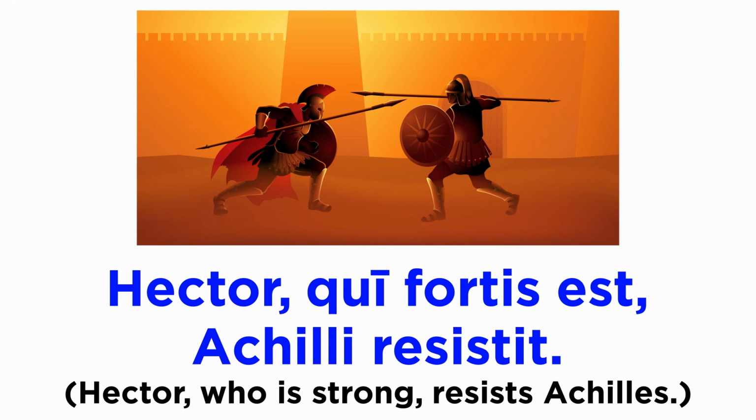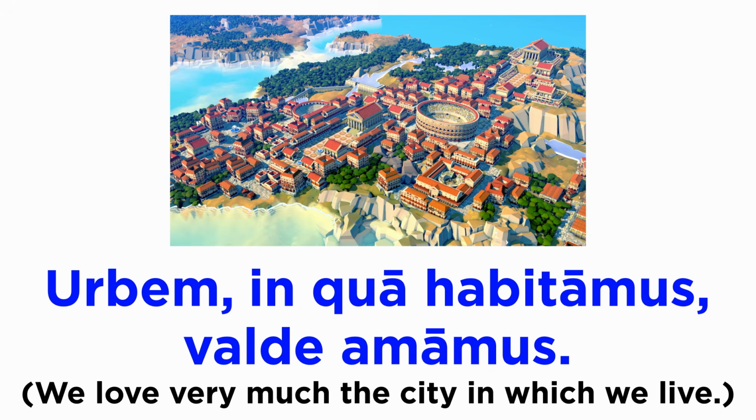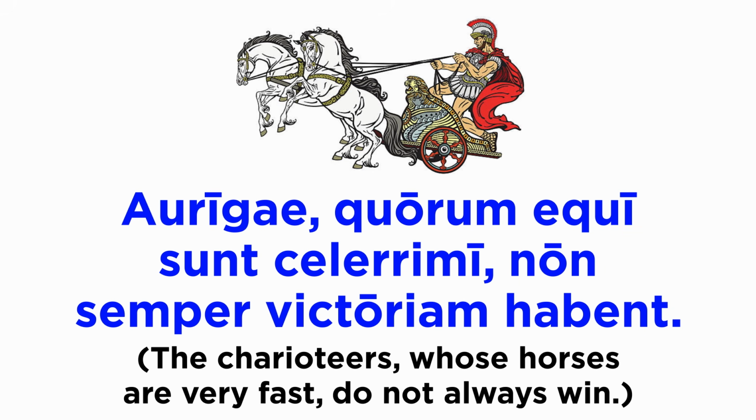Hector, qui fortis est, Achilli resistit. Qui is subject here and refers to Hector, a masculine noun. Urbem, in qua habitamus, valde amamus. In qua is place in which and refers to urbs, a feminine noun. Aurigae, quorum equi sunt celerrimi, non semper victoriam habent. Quorum is possessive and refers to auriga.